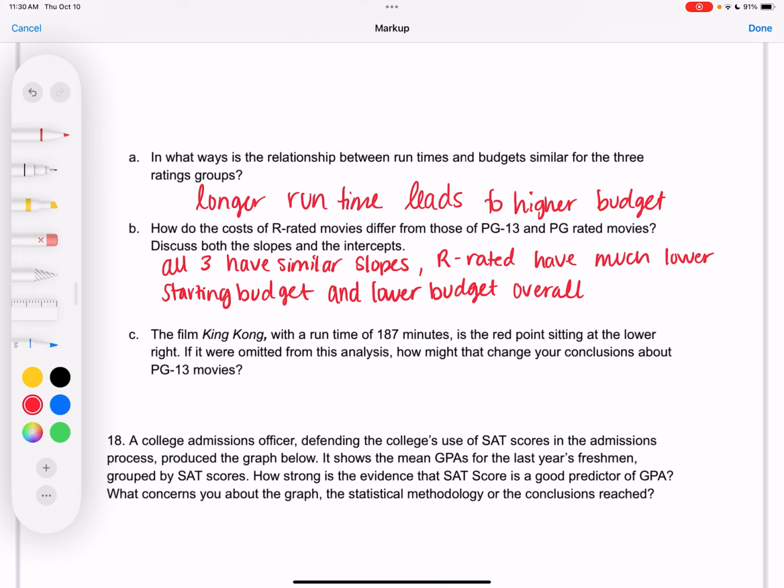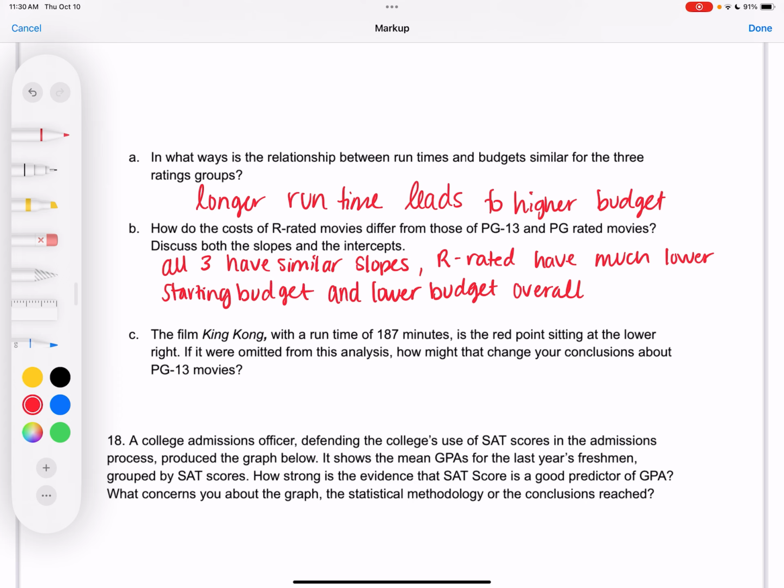All right, part C. The film King Kong, with a runtime of 187 minutes, that's a long movie, is the red point sitting at the lower right-hand side, so you can see it's way down by itself. If it were omitted from this analysis, how might that change your conclusion about PG-13 movies? So essentially, what's going to happen to the slope of that red line if we remove that point? Will it go down or will it go up?